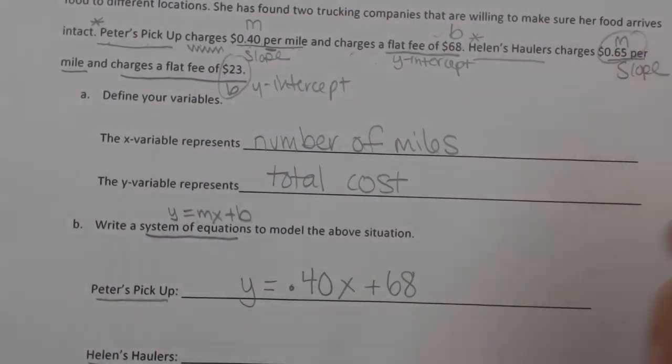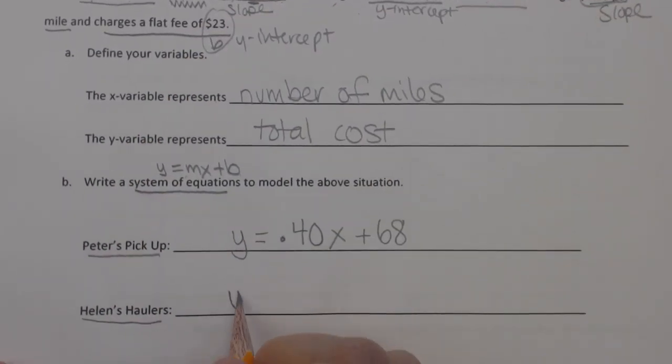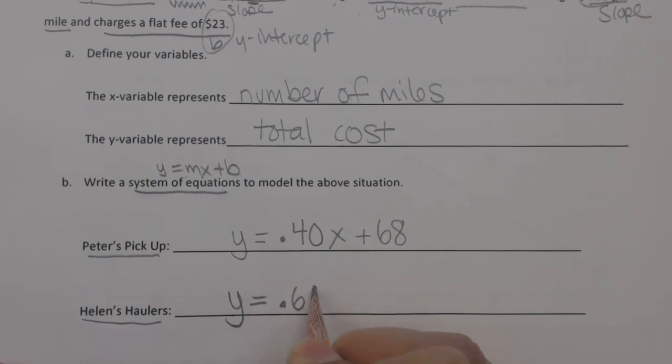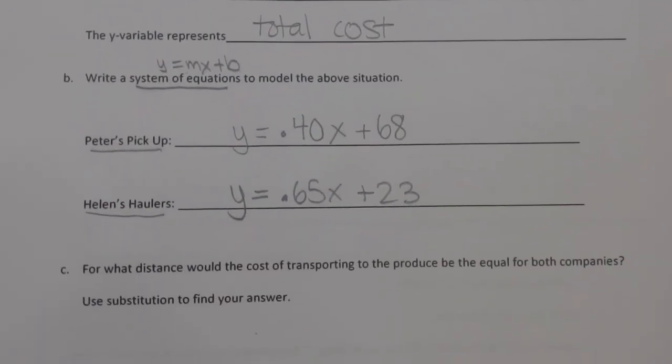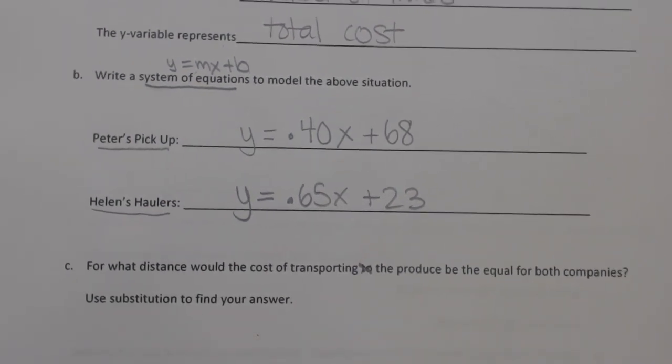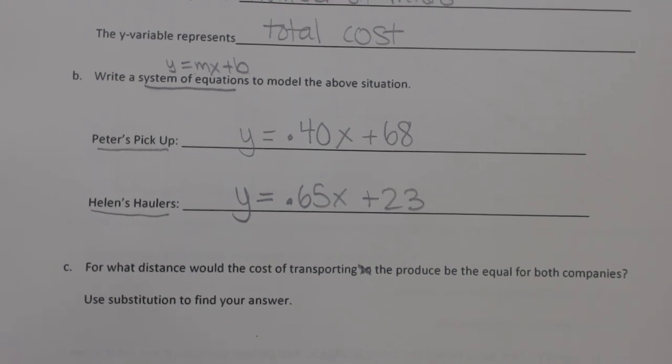So we got both numbers here. So again, all it is, is substituting our 0.65 for m and our positive 23 for b. So there's our 2 equations. We now have a system. Part C: for what distance would the cost of transporting the produce be equal for both companies? Use substitution to find your answer.